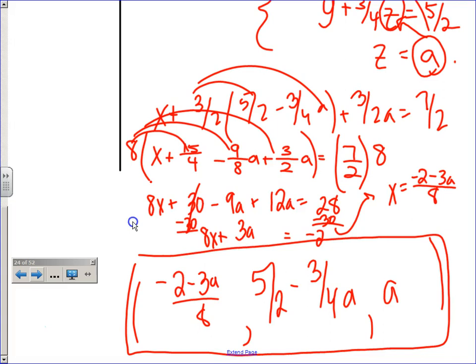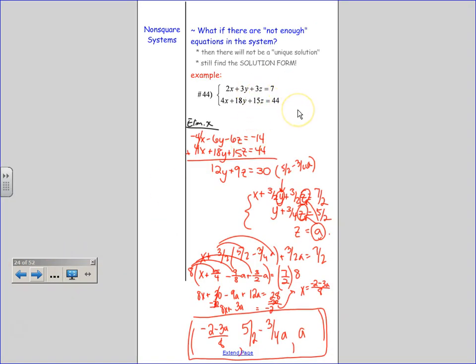Matthew. 2x plus 3y plus 3z is 7. Okay, do we need to be scared of 2 equations, 3 unknowns? No, but we need to realize it's not going to be one numeric answer because we don't have our z equals number. But we can put a z equals a. Is that okay?